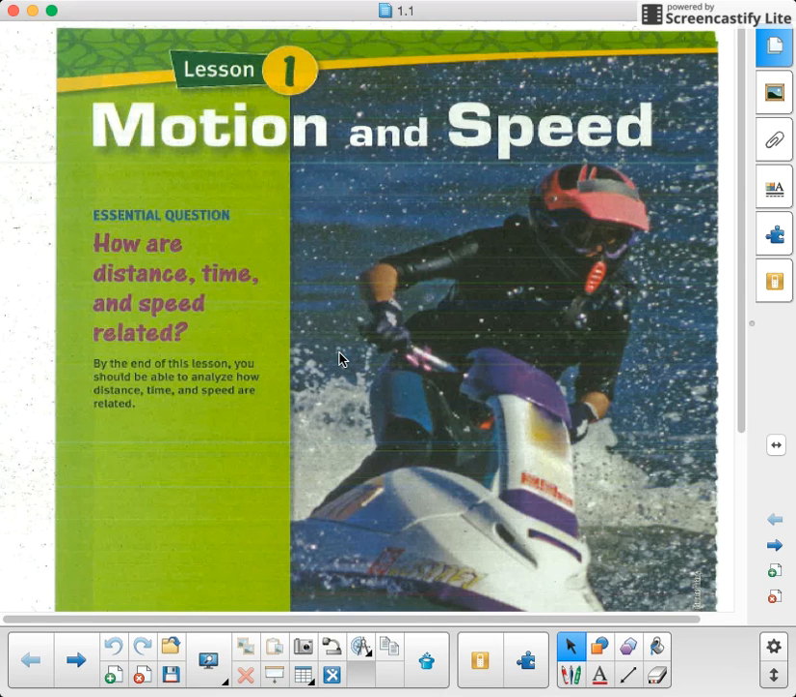These are the notes for Module I, Unit 1, Lesson 1. The topic is motion and speed. The essential question says, how are distance, time, and speed related? By the end of this lesson, you should be able to analyze how distance, time, and speed are related.